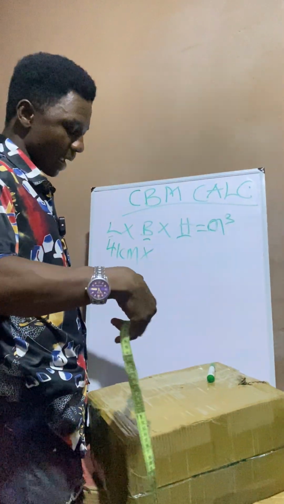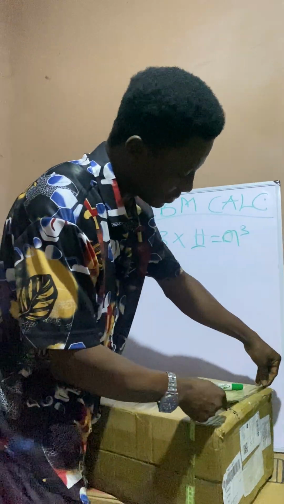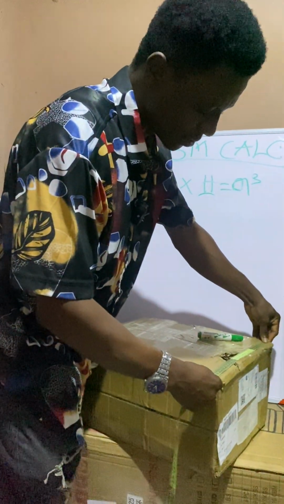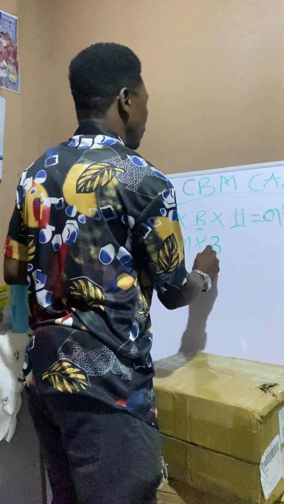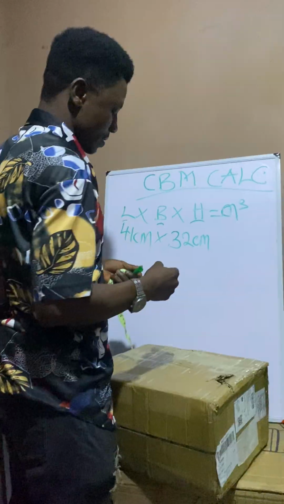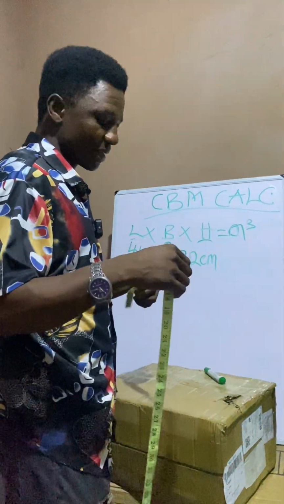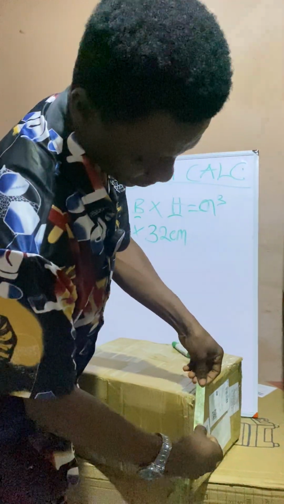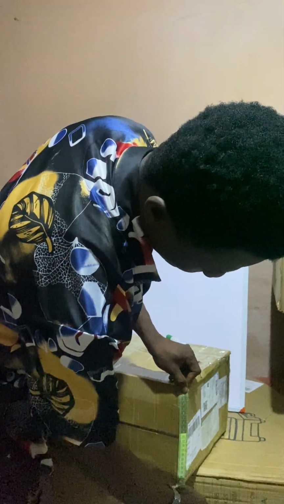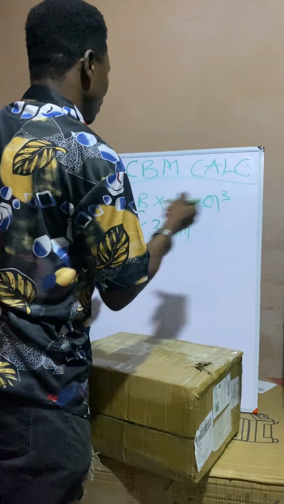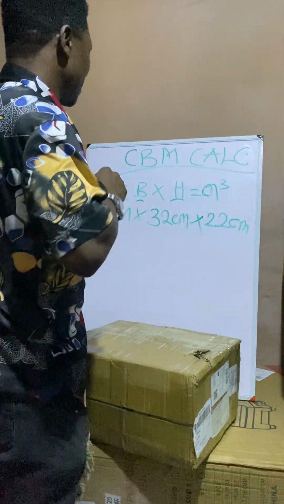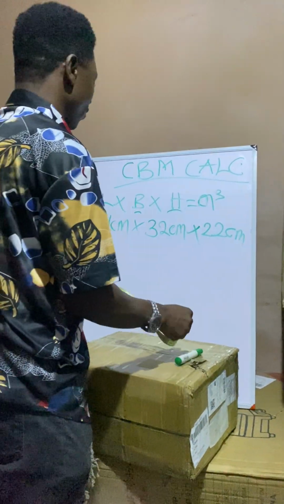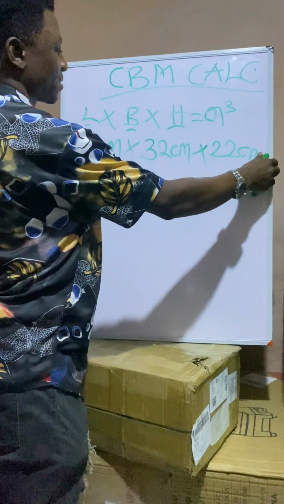The breadth is measured this way. This is the breadth, that is 32 centimeters. And then we measure the height. The height is giving me 22 centimeters. All right, so in this case, these are just the raw figures.